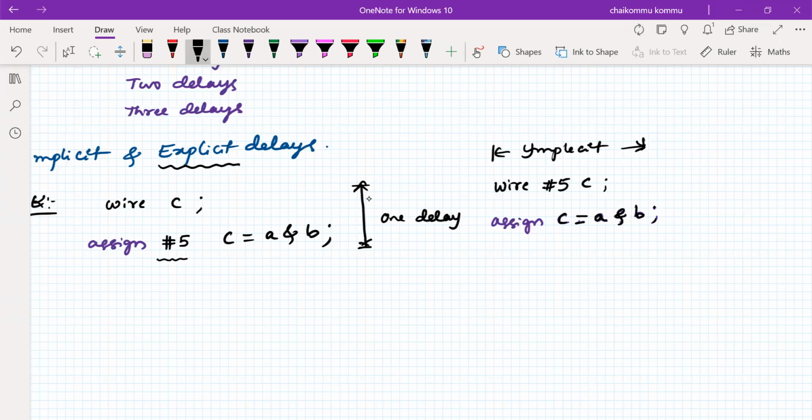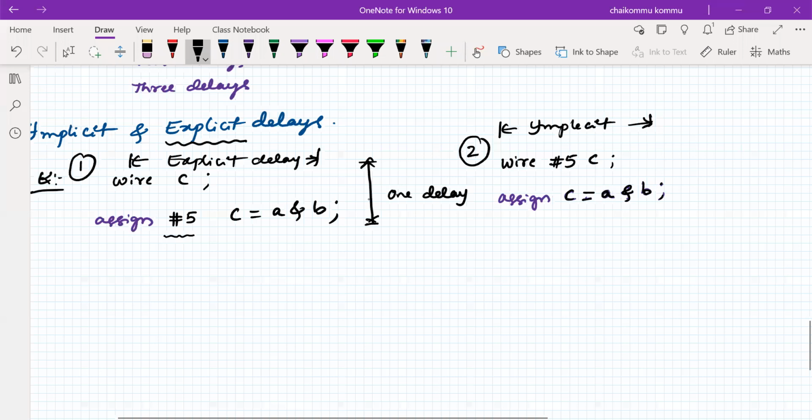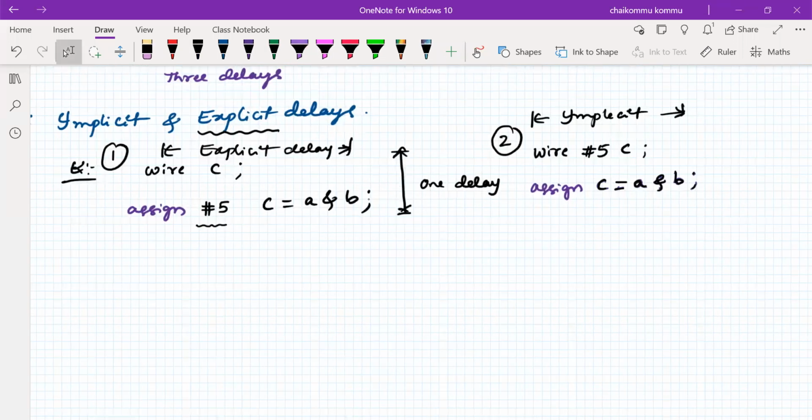There is no doubt at all. Whatever output we are getting for the first case and whatever output we are getting for the second case is the same. But how we are representing the delay differs; technically, people will call this an explicit delay. This is called explicit delay. Okay, understood? So that's how we can do it. So anyway, the rise delay, fall delay.